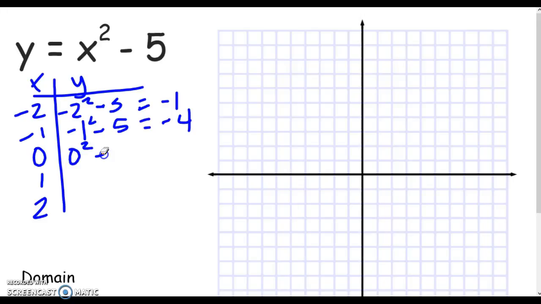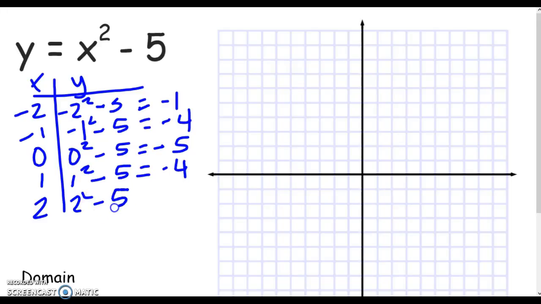0 squared minus 5 is going to give me a -5. And 1 squared minus 5 is going to give me a -4. 2 squared minus 5 is going to give me 4 minus 5, which equals a -1. You'll start to see that there's patterns that develop. Let's go ahead and graph this.